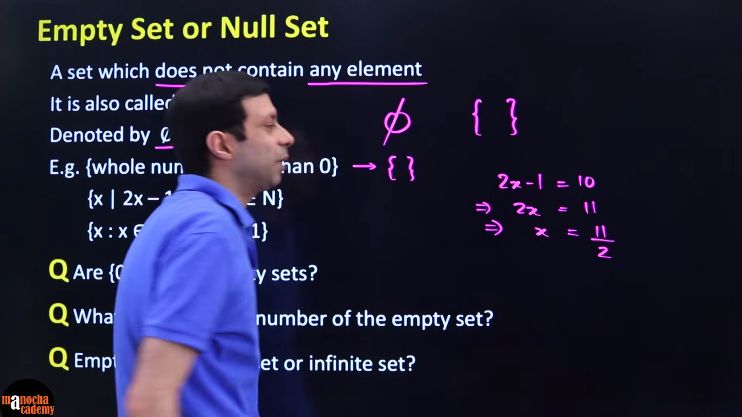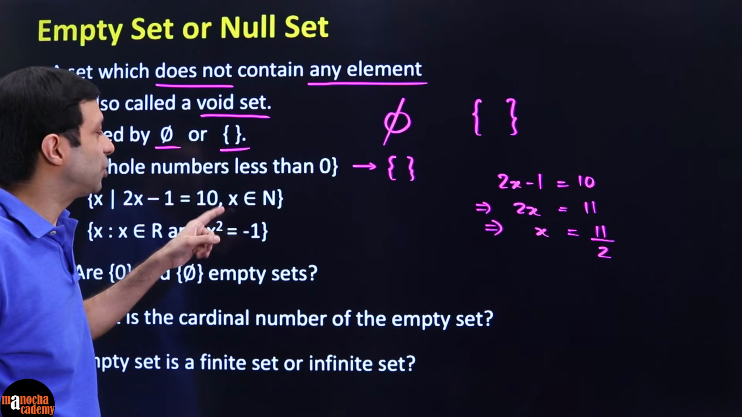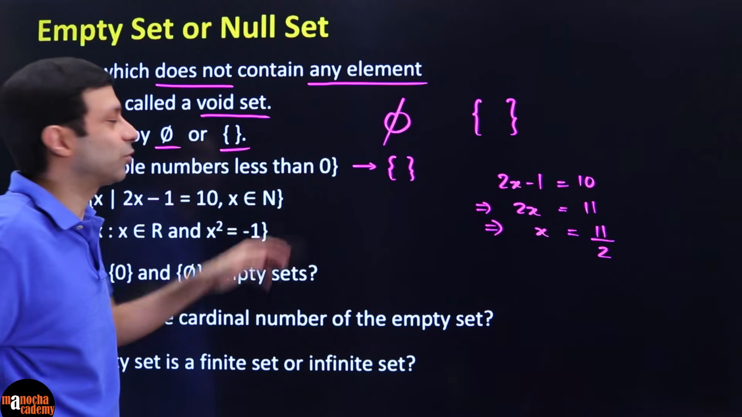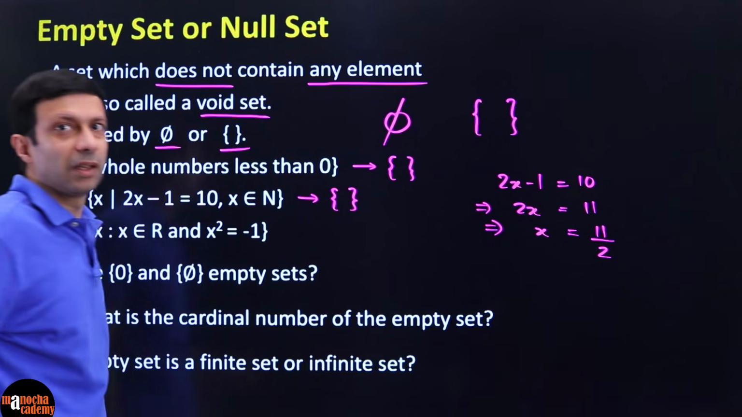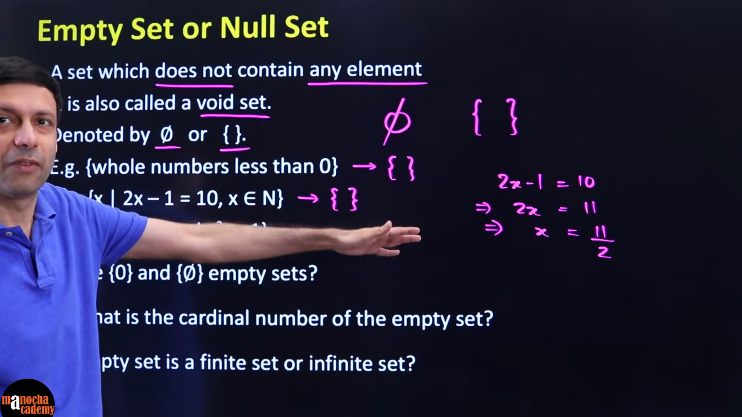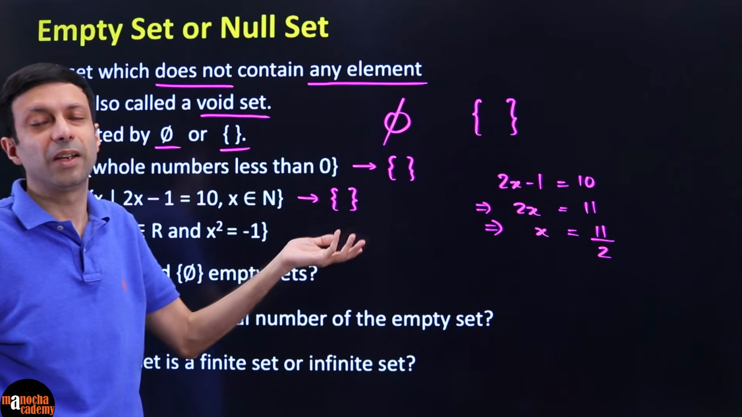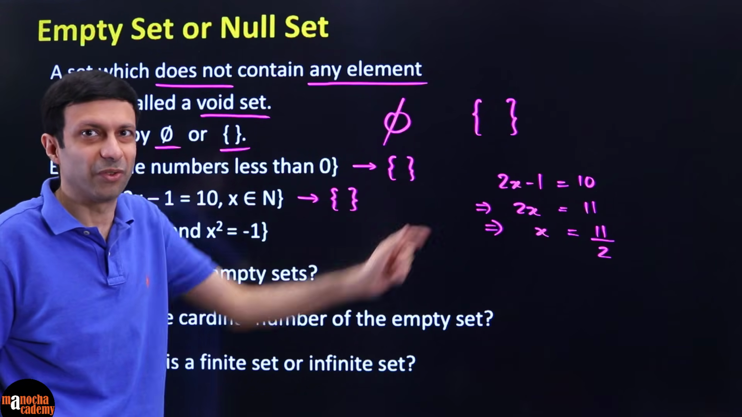This is not giving me a natural number. There's a fraction over there. So since the condition is that x must belong to natural numbers, once again this is going to be an empty set. If x belongs to real numbers, then x equal to 11 by 2 would be allowed. It would not be an empty set. It would have actually been a singleton set. It has one solution, right?